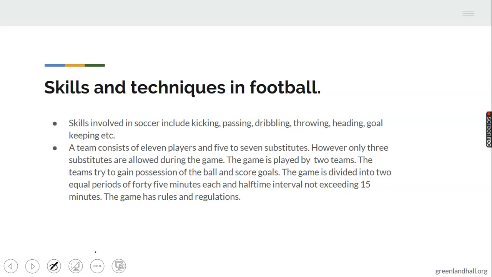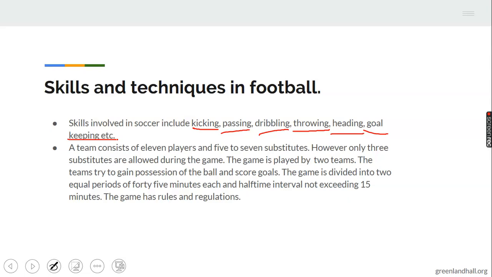Now let's look at some of the skills and techniques in football. What are the skills? The things you must do. We have kicking. Of course, you must kick the ball. Passing, to your teammate. We have dribbling, that is trying to wrestle the ball away from an opponent. Then we have throwing. Though it is football and you have to use your feet, sometimes they throw, especially after a minor offense has been committed. Then we have heading. Then we have goalkeeping, that is making sure the ball does not enter into the net, and that is the duty of the goalkeeper.